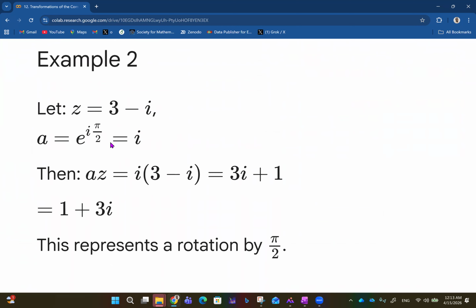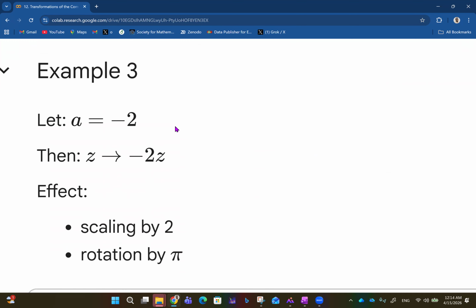And for example 3, if you let a be minus 2, that's the scaling factor, and then z becomes minus 2z. So what's the effect now? The scaling is by 2, and then the rotation is by pi. So you have a 180 degrees rotation. That's what pi is. And that's as a result of the negative value, if you ask me.